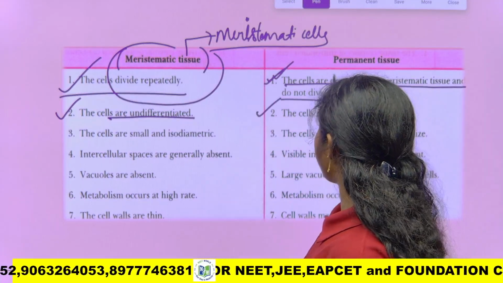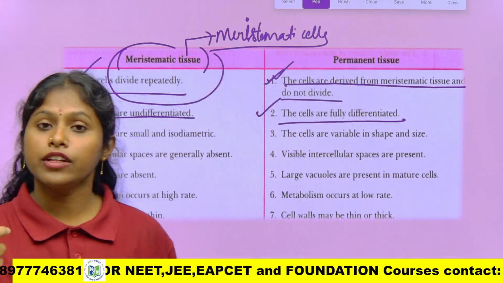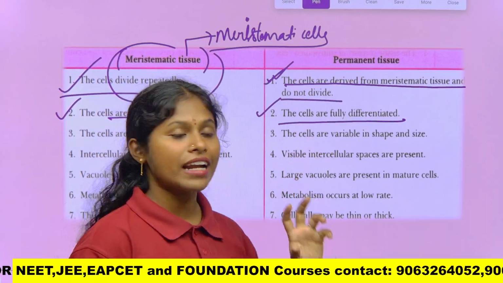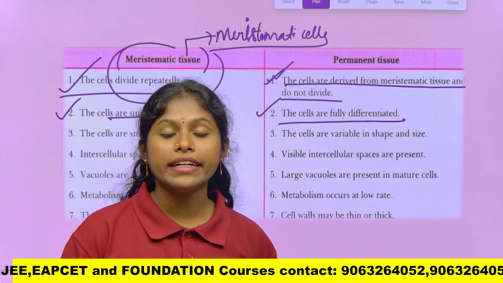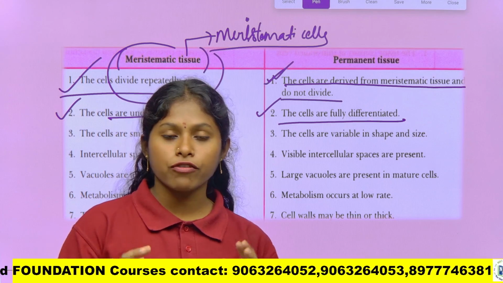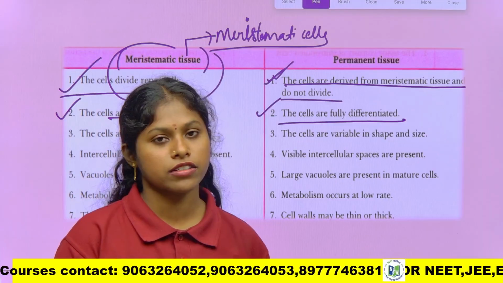But the permanent tissues are fully differentiated. Each cell has a specific role and a specific function. That is why they are highly differentiated, which means qualitative changes occur in the cells, and they need to perform a specific function, right.